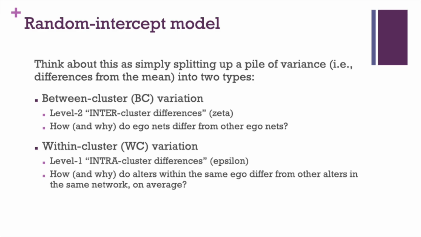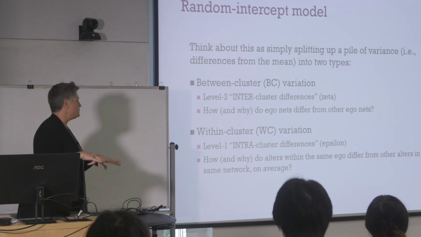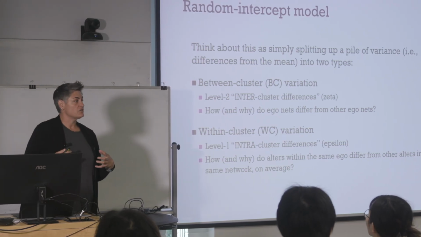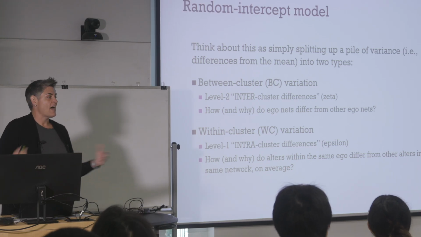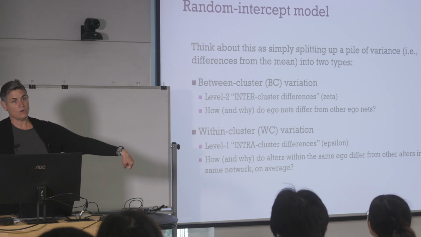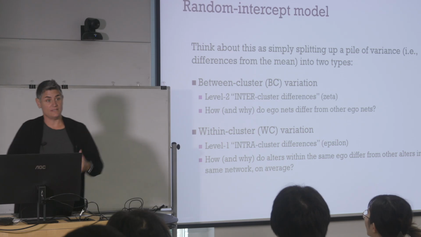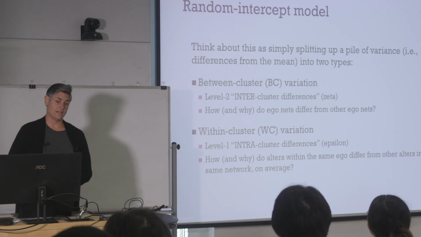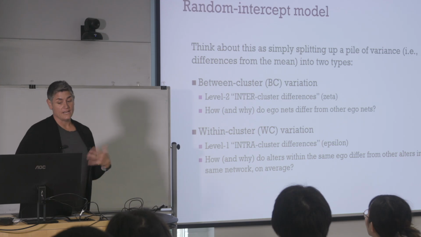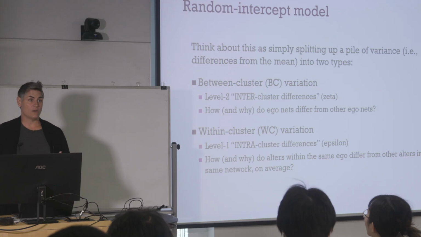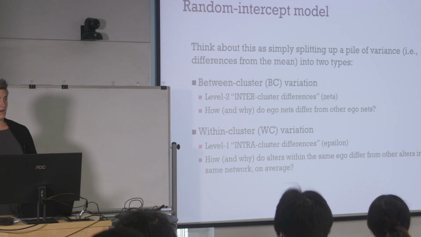I'm going to show you pictures. I'm very visual. So we can think about this very simply as we have this pile of variance, this pile of unexplained stuff, and we're just going to split that up into two types. One is going to be between cluster variation, so level 2 inter-cluster differences. That tells us essentially how and why does one ego network differ from another ego network. If my intercept is high, it means that my network is higher on whatever thing I'm predicting. If it's low, it means that my network is lower on average than on whatever we're predicting. And then we have within cluster variation, or our intra-cluster differences. That's our epsilon, which tells us how and why do alters within my ego network differ from other alters in my ego network on average.